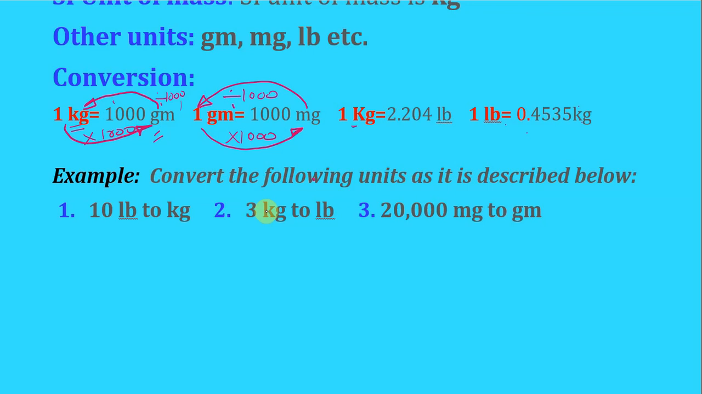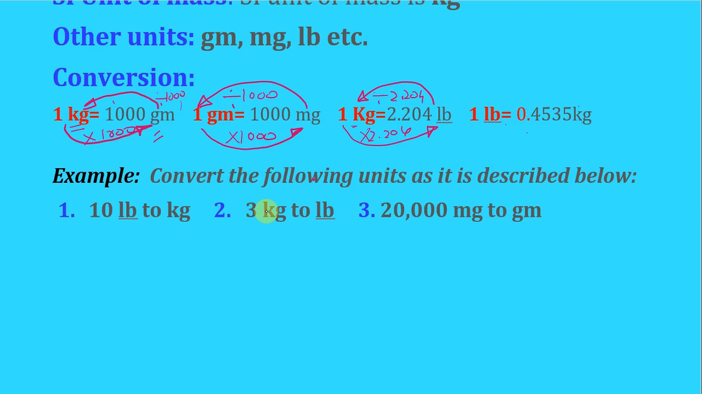And in this example, you want to convert kilogram into pound. So you want to go from larger unit to a smaller unit. In this case, you have to multiply it by 2.204. But if you want to convert from pound to kilogram, then you have to divide by 2.204.